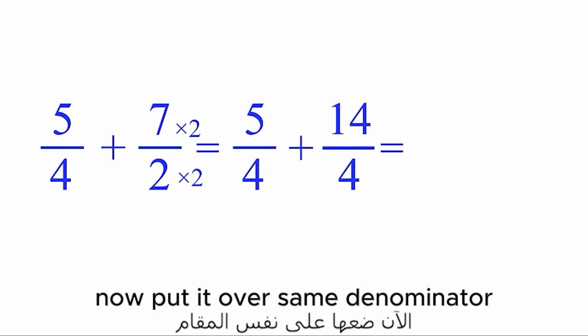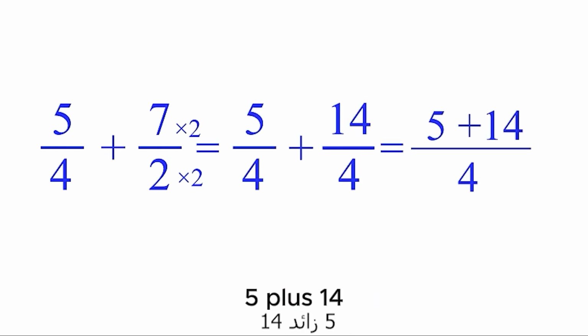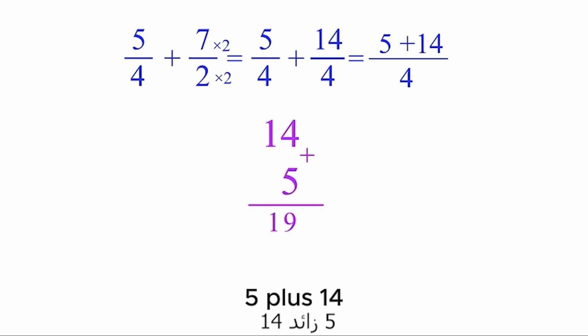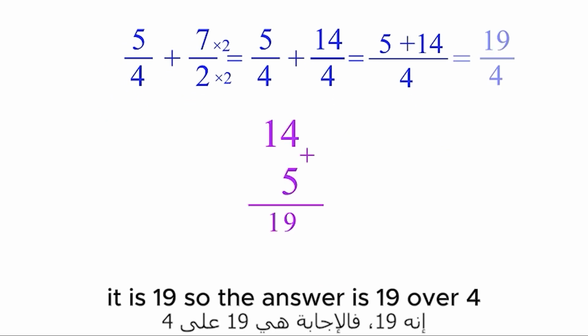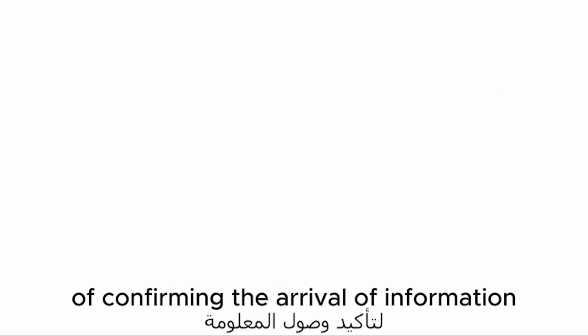Now put it over the same denominator, at the numerator, 5 plus 14. It is 19, so the answer is 19 over 4. This is another example for confirming the information.